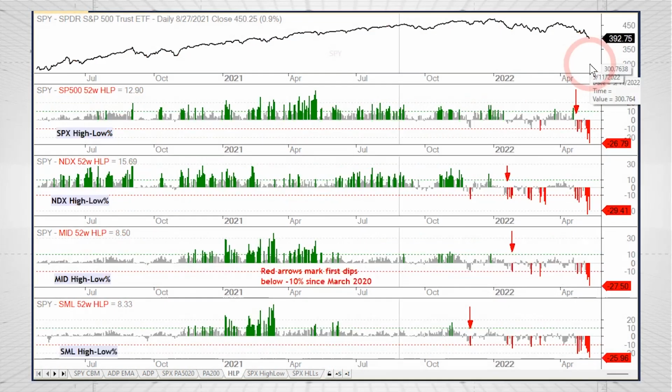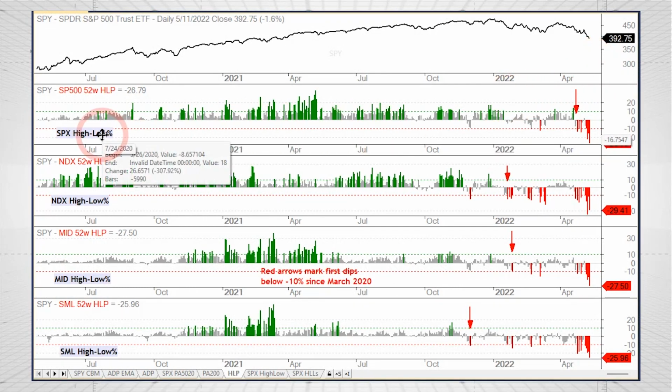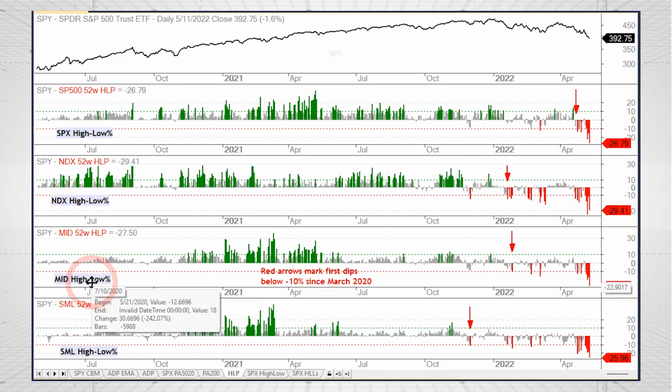The high-low percent indicators are also part of my breadth models. And here we have the S&P 500 high-low percent. And high-low percent is just the percentage of new highs, 52-week highs in the index, less the percentage of 52-week lows. And you can see when it's positive and when it gets above 10%, plus 10%, you have the green bars, and that's bullish. And then it gets below minus 10%, you get the red bars, and that's bearish. And we've got it for the NASDAQ 100, the S&P Midcap 400, and the S&P Small Cap 600.